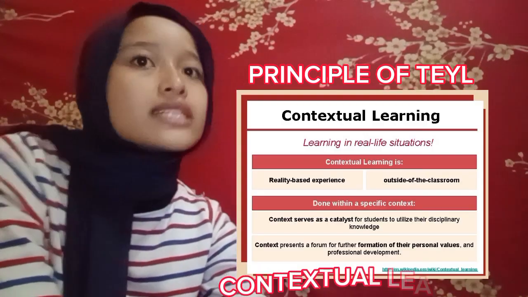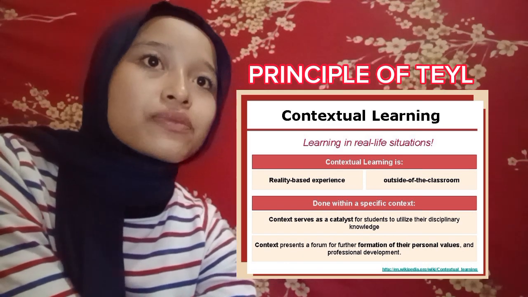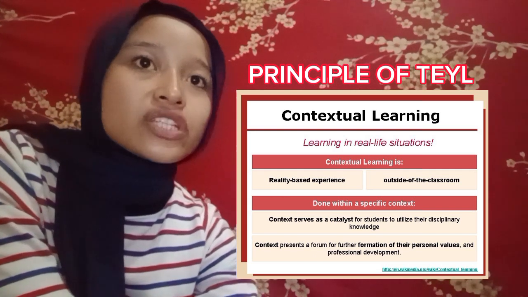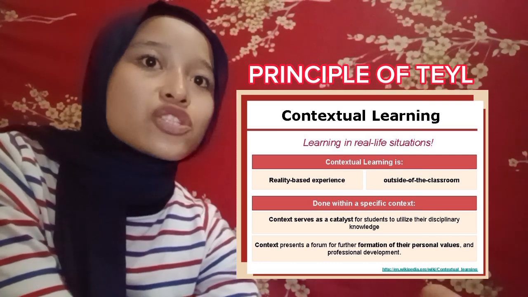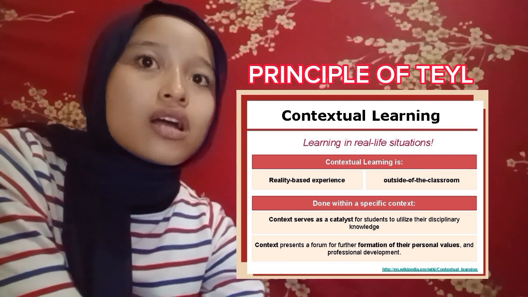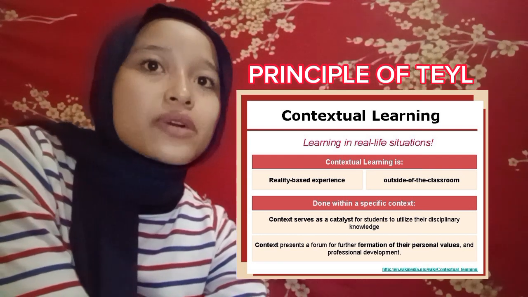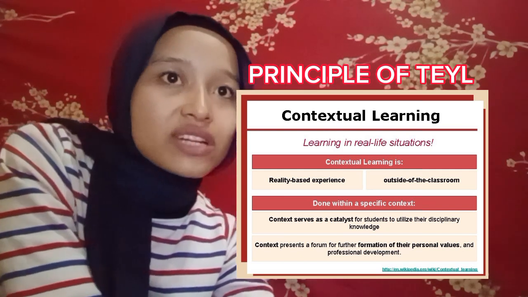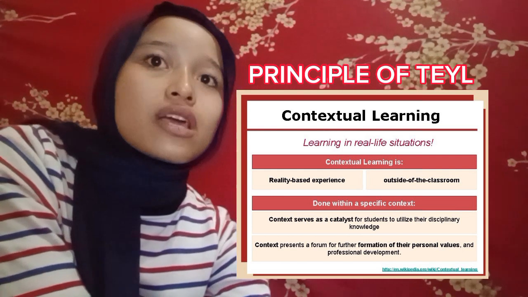The second one is contextual learning. Contextual learning is based on constructivist theory of teaching and learning. Learning takes place when the teacher is able to present information in such a way that students are able to construct meaning based on their own experience. Contextual learning has the following characteristics: emphasizing problem solving, recognizing that teaching and learning need to occur in multiple contexts.